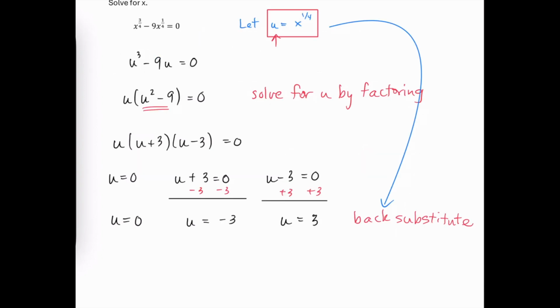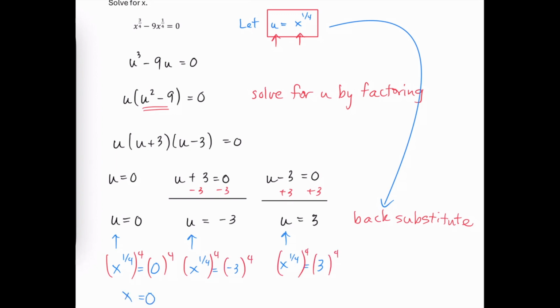So because u is the same thing as x to the 1/4 power, we can replace this u with x to the 1/4 power is equal to 0. We can replace this u with x to the 1/4 power is equal to negative 3, and replacing this u with x to the 1/4 power, that will then be equal to positive 3. And we can solve each of these for x by raising both sides to the 4th power in all of these equations. So we now have x is equal to 0.